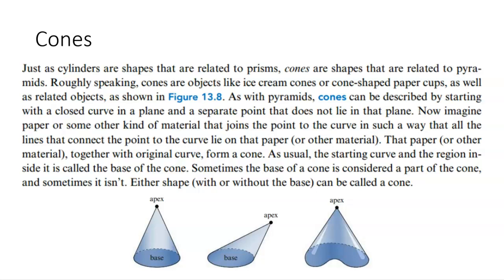Cones are related to prisms, or rather, they're shapes that are actually more closely related to pyramids. Excuse me, cylinders are to prisms as cones are to pyramids. It's that round idea of a pyramid. Cones can be described as starting with a closed curve in a plane and a separate point that does not lie on that plane. We know that's the apex. We imagine paper, or some kind of material, that joins the point to the curve in such a way that all the lines connecting the point to the curve lie on that material.